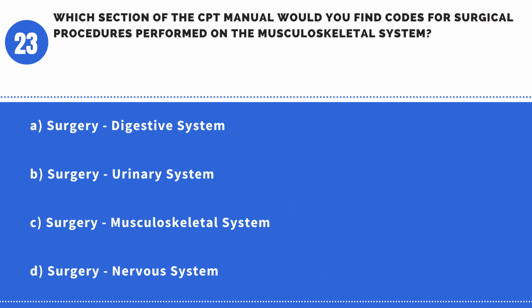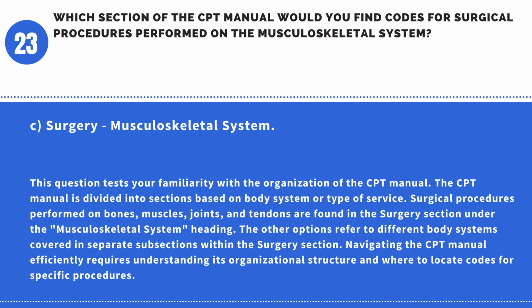Question 23. Which section of the CPT manual would you find codes for surgical procedures performed on the musculoskeletal system? A. Surgery digestive system. B. Surgery urinary system. C. Surgery musculoskeletal system. D. Surgery nervous system. Answer: C. Surgery musculoskeletal system.